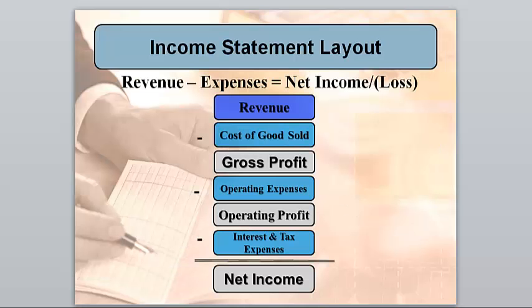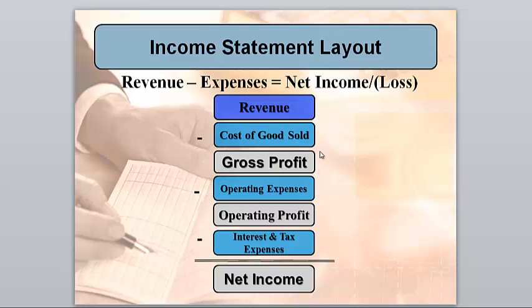The income statement layout basically is revenue minus expenses gives you net income. Starts out with revenue, and then you subtract your costs of goods sold to give you a gross profit number. Sometimes this is called the contribution margin number, or sometimes they even call it the gross margin amount, but most companies will call it gross profit.